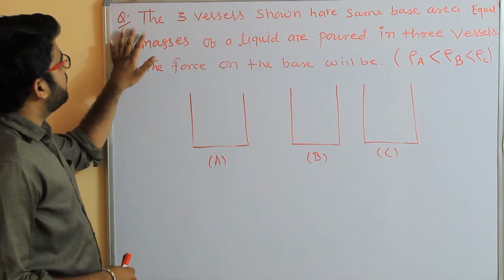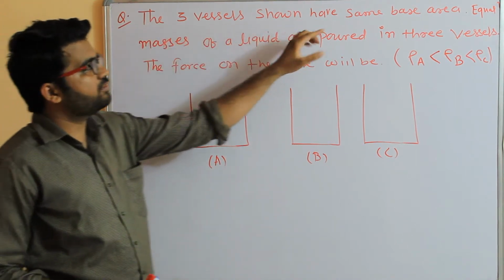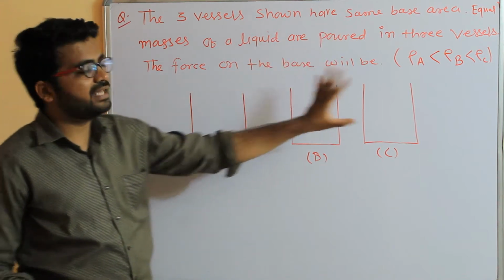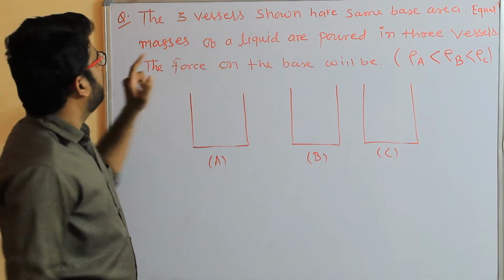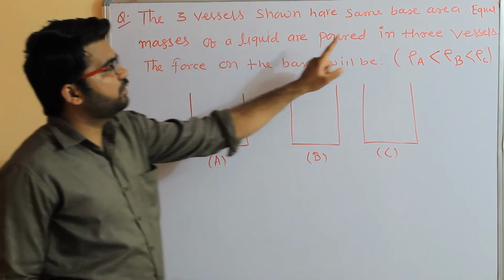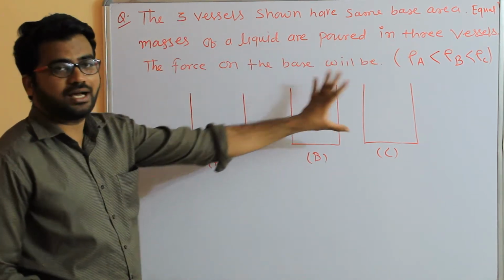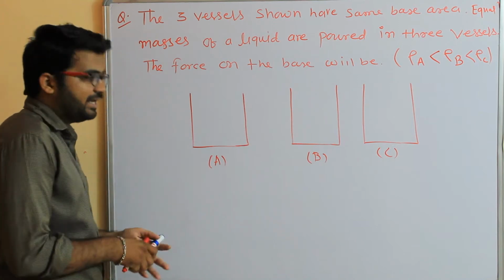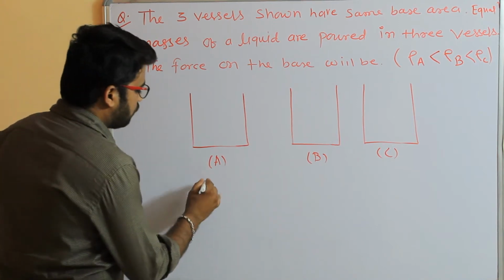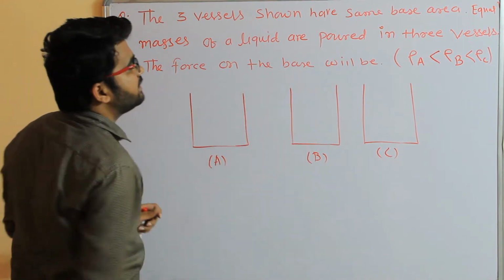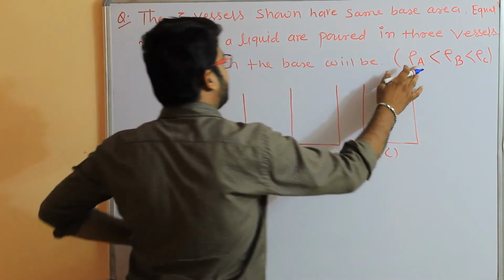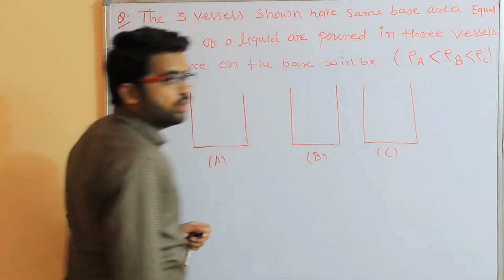The next question: the three vessels shown have the same base area. Like these are three identical containers given. Equal masses of liquid are poured in three vessels. That means mass of A is equal to mass of B is equal to mass of C. The force on the base will be, and given that rho A is less than rho B is less than rho C.